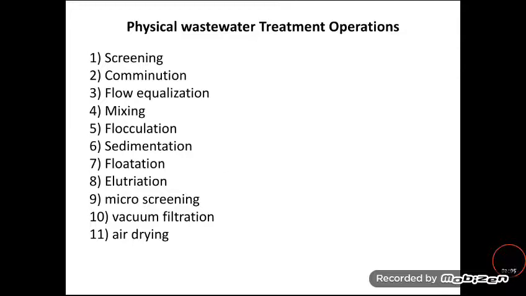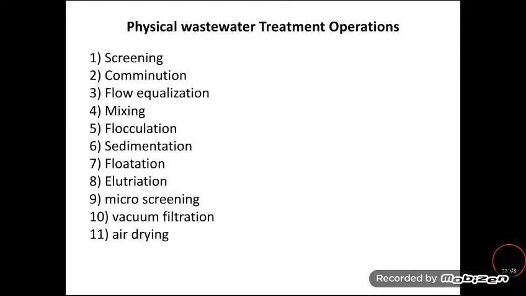It is screening. We use screening to remove the floating matters, and comminutors are also of the same type. Then flow equalization. Flow equalization is the process used to regulate the flow to the treatment plant, so the amount of water collected together regulates the flow of the wastewater. Then mixing, to provide proper mixing. The next one is flocculation. In flocculation, by adding some chemicals we agglomerate the particles.